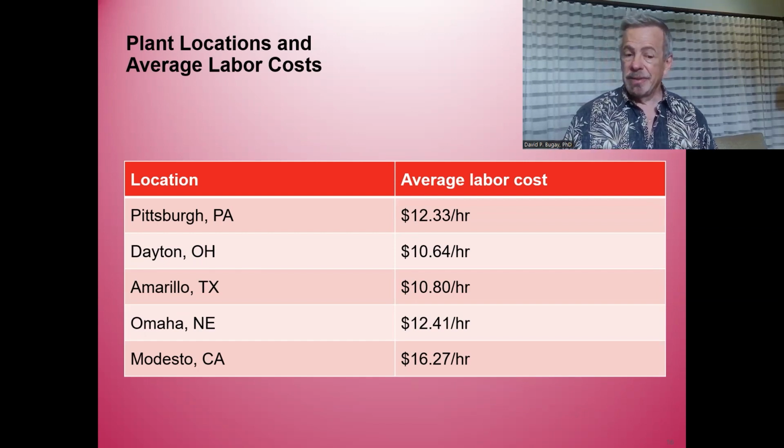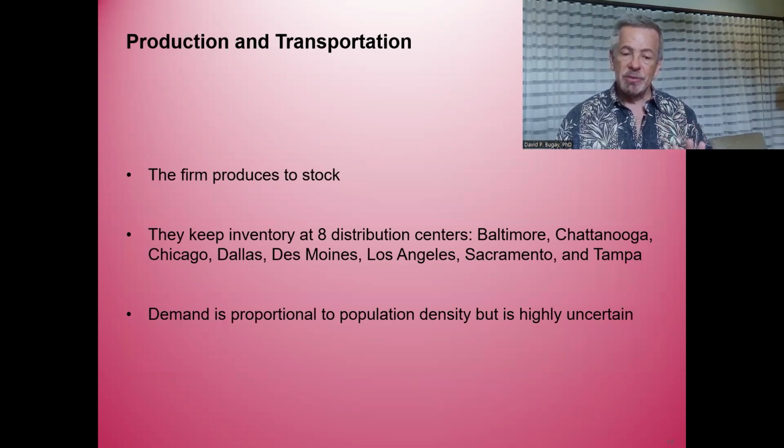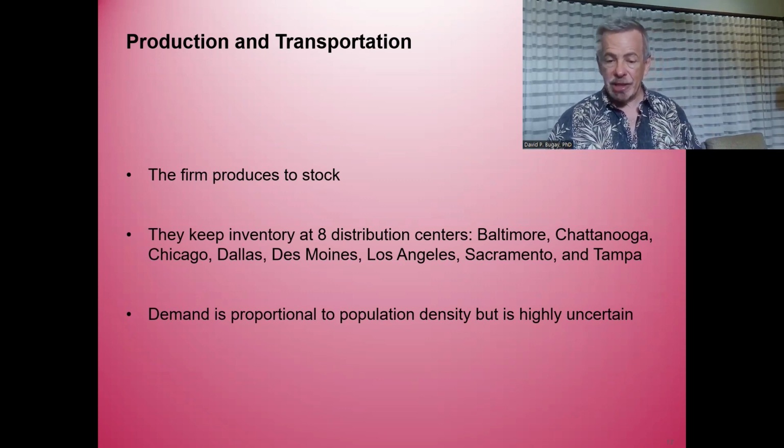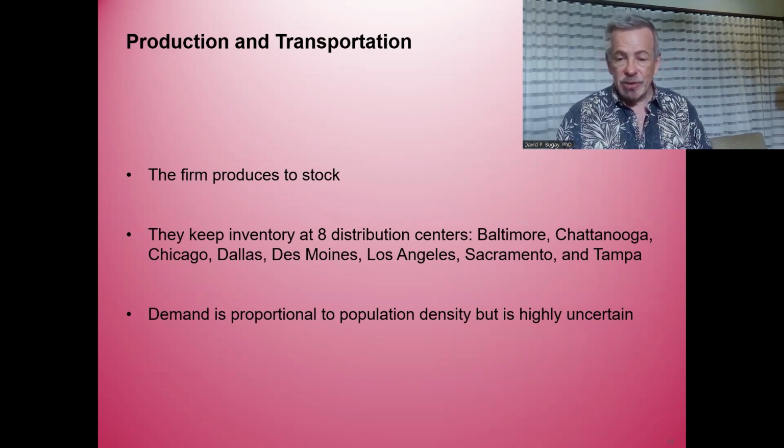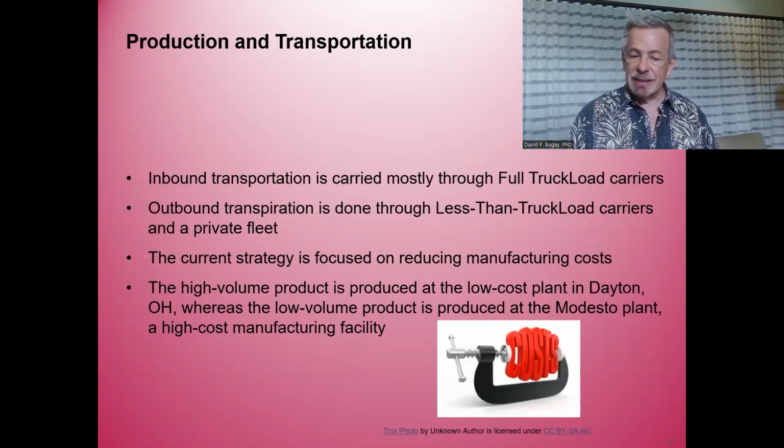You've got to think, maybe that plant over in Modesto is really expensive to run, but I have some super high talented workers there. And if I close it, I'm going to lose access to that specific labor pool, which really helps us an awful lot. So look at the firm that produces stock and look at the five plants with eight different distribution centers, and you'll see all those out there. And is the demand proportional to the population density? It is highly uncertain because of variability in your supply chain. So pay attention to all the different things.